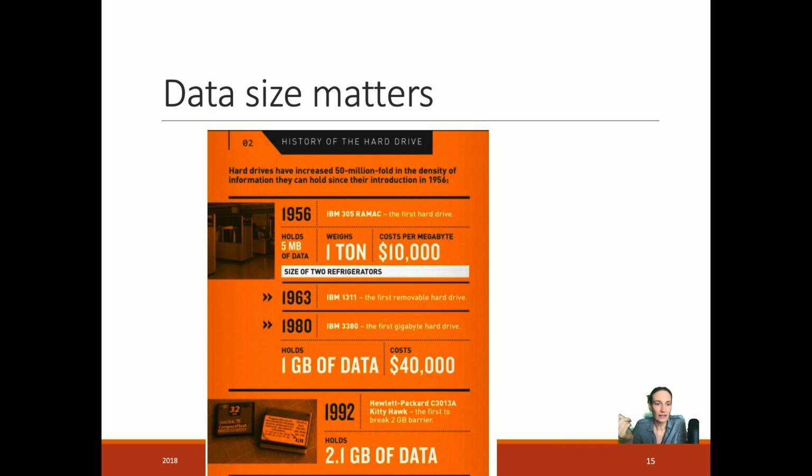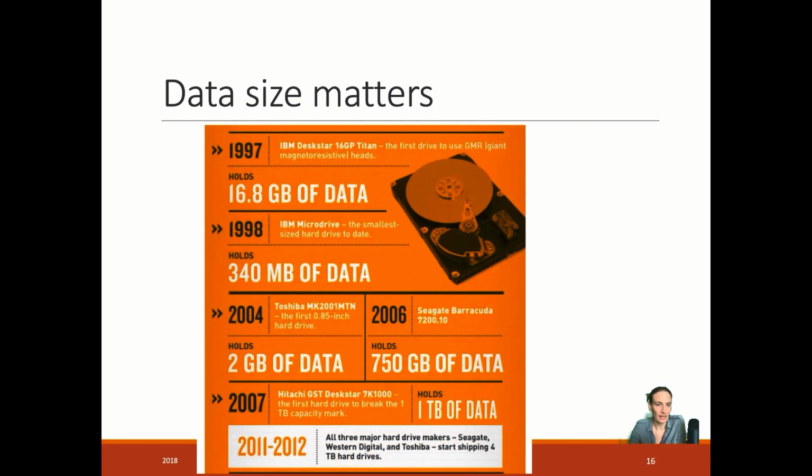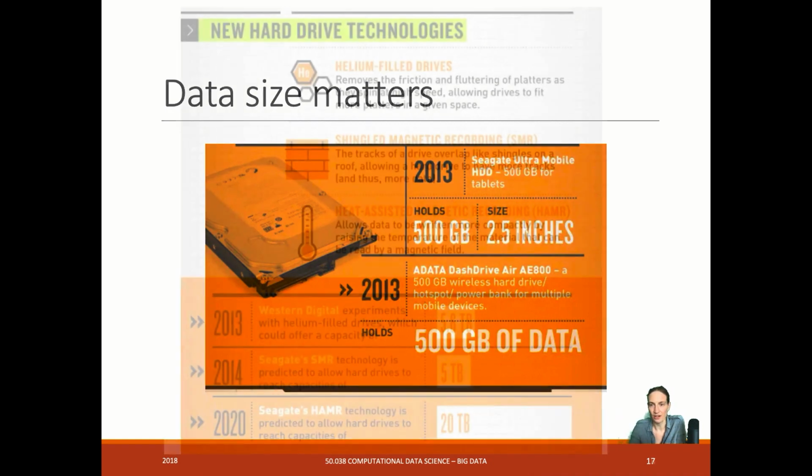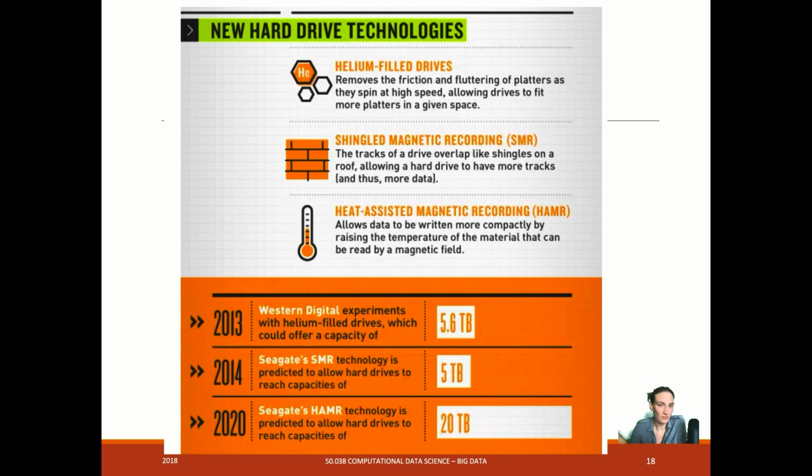So, interesting here, if we look at storing data, this lists a little bit the timeline of hard disks. The most interesting part to me is the new technologies of hard disks, which here is the helium-filled drives. This removed the friction and the fluttering of the plates as they spin at high speed, allowing the drives to have even more space. Some heat-assisted magnetic recording technology is coming up, and shingled magnetic recording. The latter allows the tracks of drives to overlap like shingles on a roof, you know, the tiles on a roof, allowing the hard drives to have more tracks and thus more data.